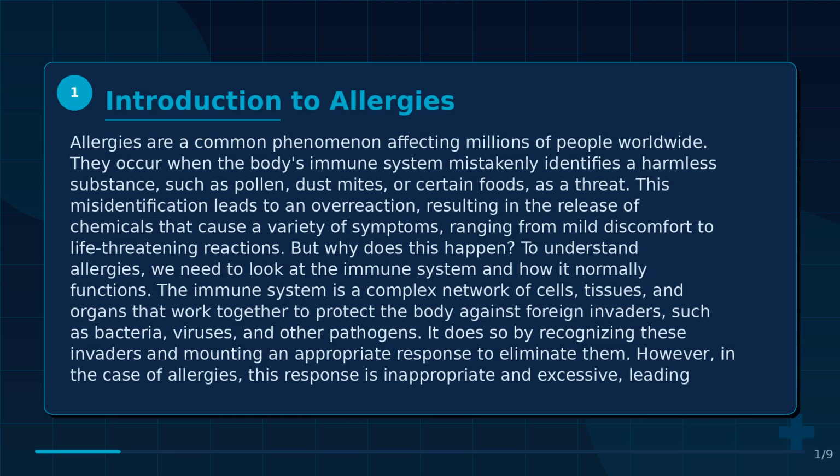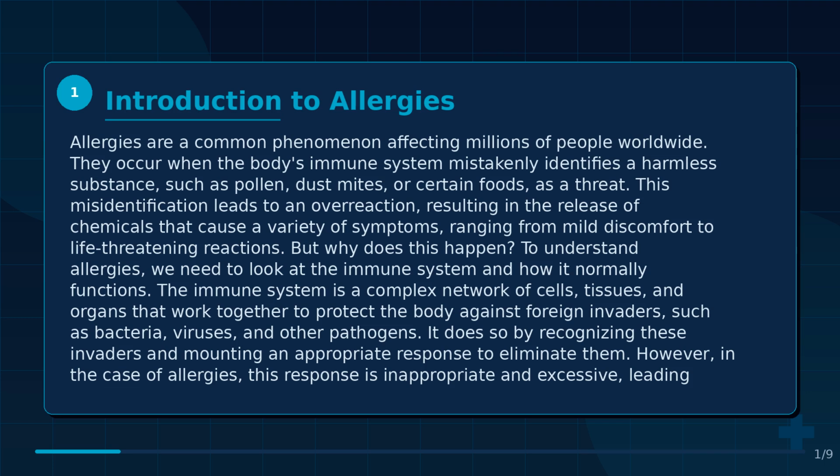reactions. The substances that trigger allergies are known as allergens, and they can be found in the air we breathe, the food we eat, and even on the surfaces we touch. Common allergens include pollen from trees, grasses, and weeds, dust mites, mold, pet dander, and certain foods like peanuts, tree nuts, fish, shellfish, milk, eggs, wheat, and soy. Each of these allergens has the potential to trigger an allergic reaction, which can range from mild symptoms like sneezing and runny nose to severe reactions like anaphylaxis, a life-threatening condition that requires immediate medical attention.